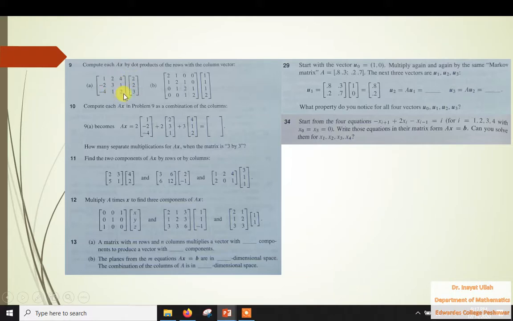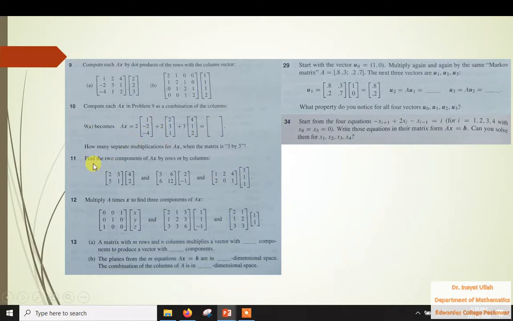Write those products in the form of column vectors. How could you write these 3 in the form of a combination of columns? That is very simple. You can do that. And for question number 9, just a hint for you people: 2 times the first column plus 2 times the second column plus 3 times the third column is equal to what? So that is actually the combination of columns. That is a hint for you people.